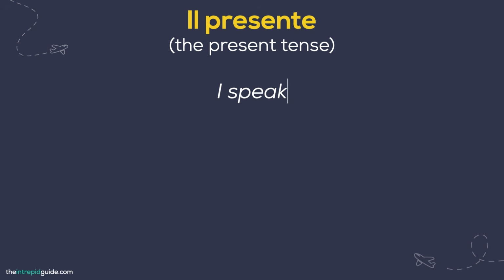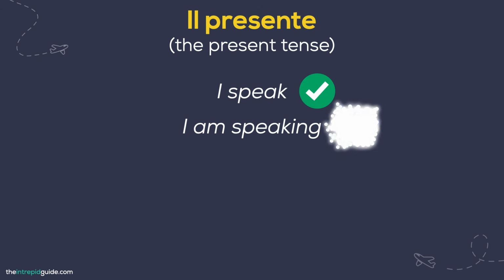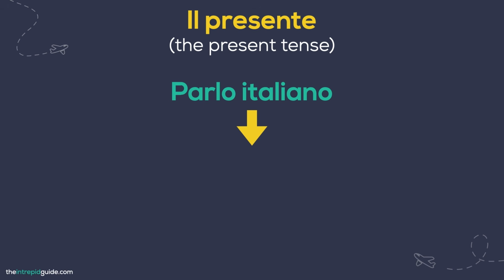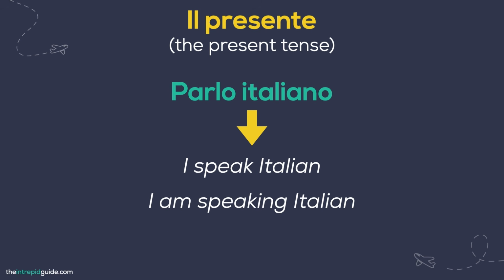Now, the presente is your workhorse tense. It covers 3 different English tenses at once. I speak, I am speaking, and I do speak. Use it for what's happening right now, what you do regularly, and even for things happening in the very near future. For example, just by saying, parlo italiano, I'm saying I speak Italian, I am speaking Italian, and I do speak Italian. Here's how to conjugate the present tense.